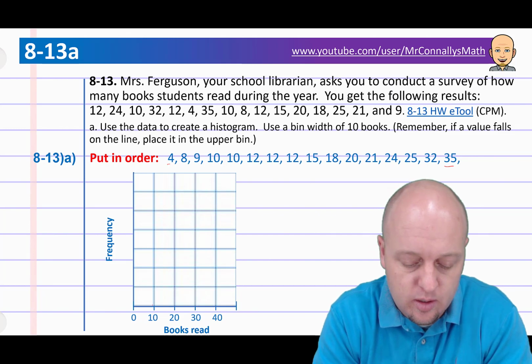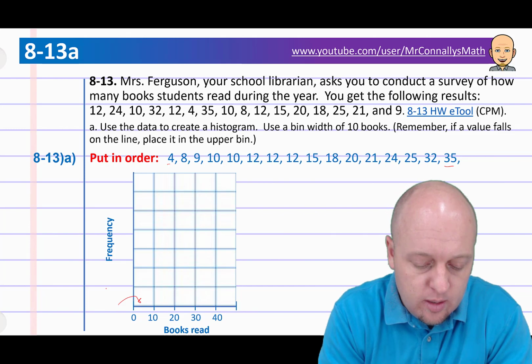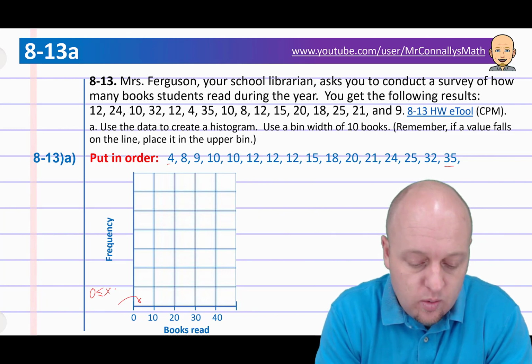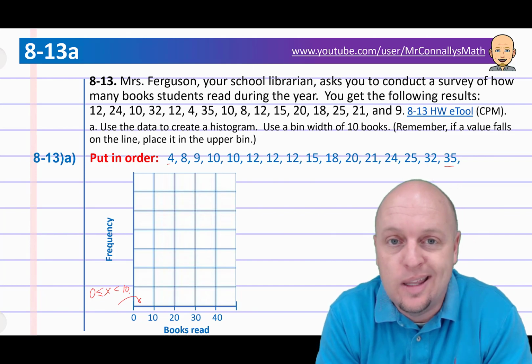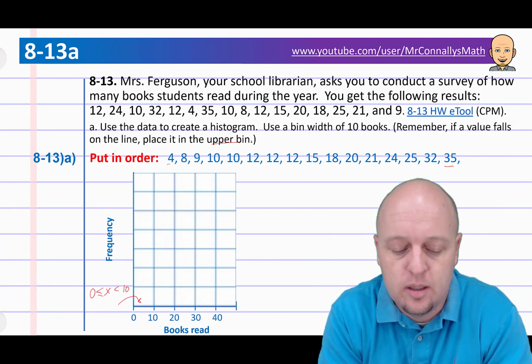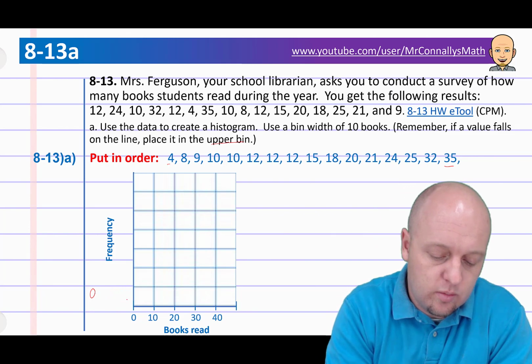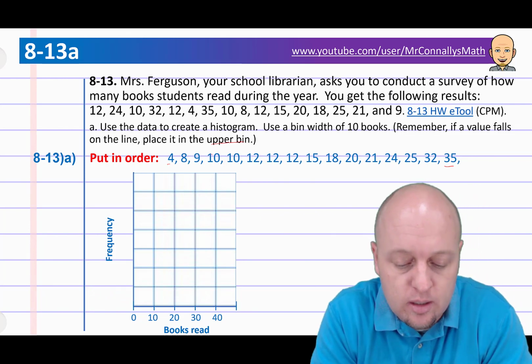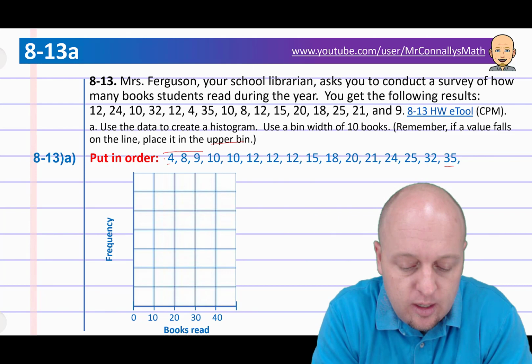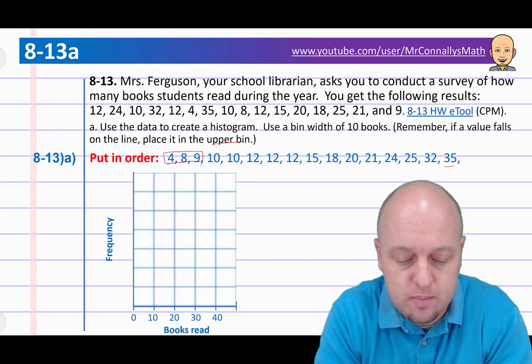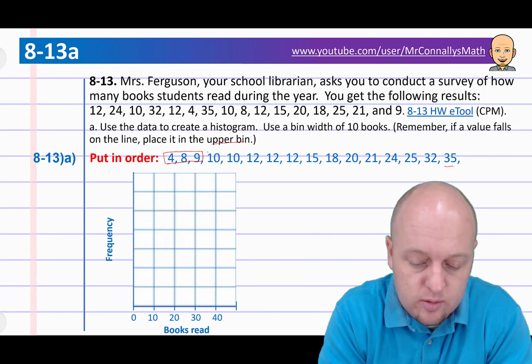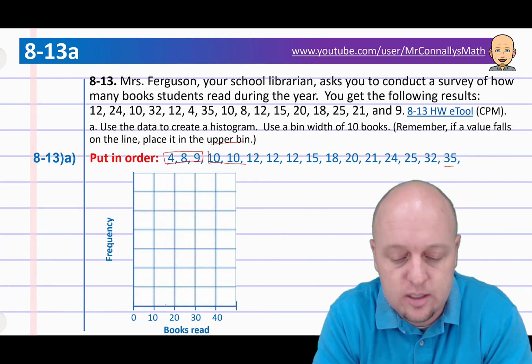So for instance, 0 to 10, this is saying our number x is going to be greater than or equal to 0 and less than 10. So if it's 10, it goes to the right in the upper bin, as it's set up in the directions. So we're looking for numbers less than 10. That would be right here, 4, 8, and 9. That would be our first bin. There's 3 numbers. We don't include 10 because 10 goes between 10 and 20.